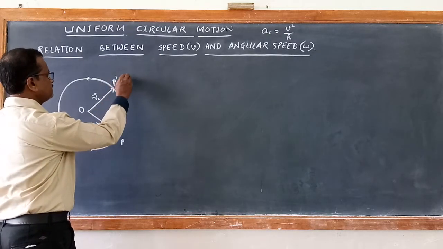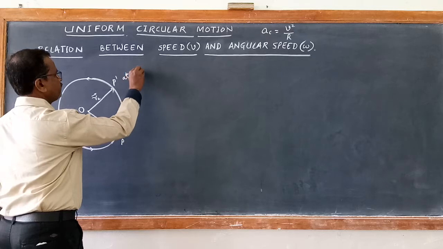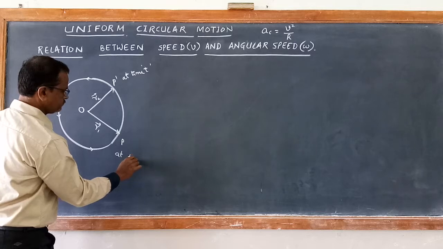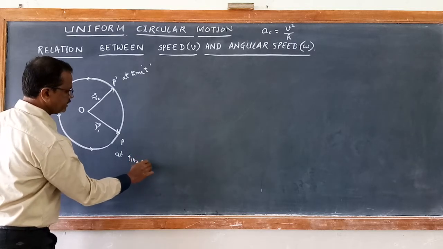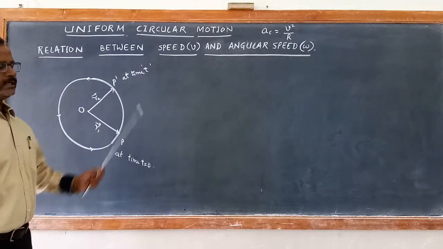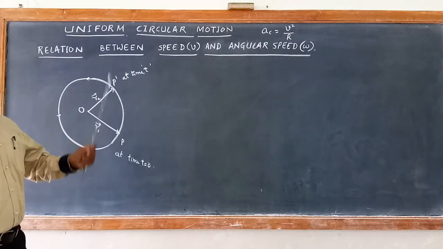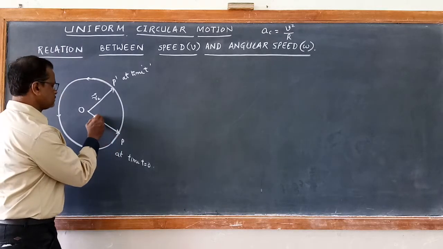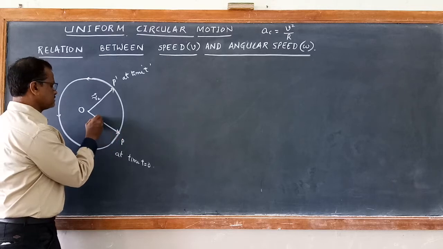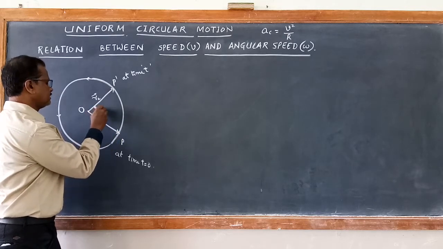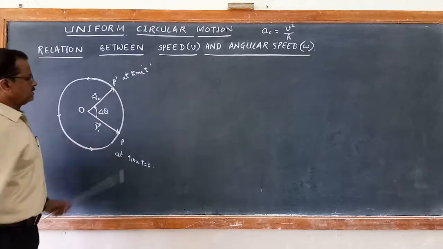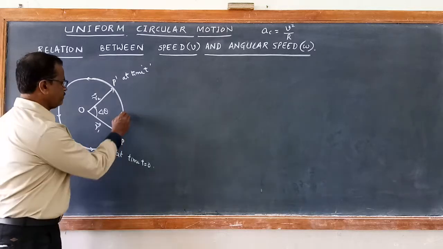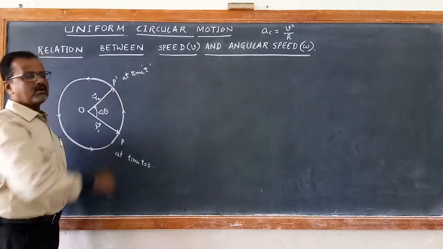P dash is at time t, and P is at time t equal to 0. So the time taken from P to P dash is, let us say, delta t, which is t minus 0. In this time interval, suppose the object has subtended an angle of delta theta. Let us say delta theta is the angle subtended by the object when it has travelled from P to P dash during its uniform circular motion.